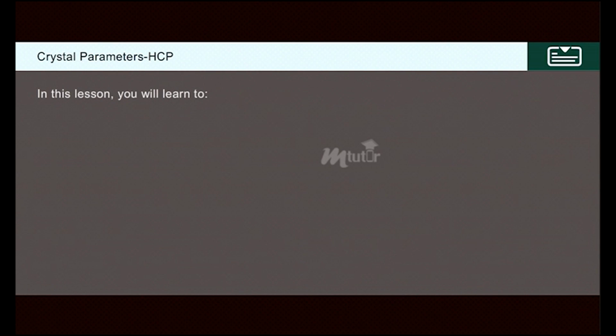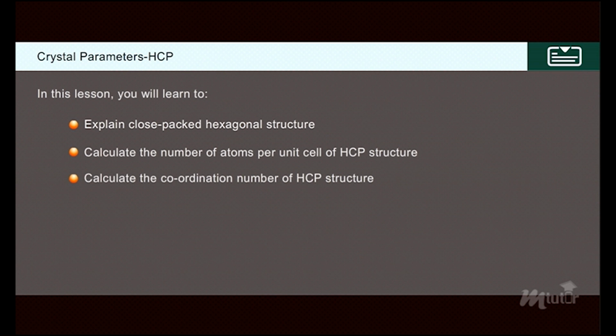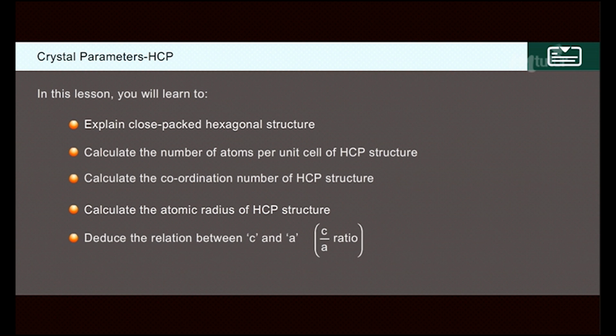Crystal parameters of hexagonal close packed structure, that is HCP. In this lesson, you will learn to explain close packed hexagonal structure, calculate the number of atoms per unit cell of HCP structure, calculate the coordination number of HCP structure, calculate the atomic radius of HCP structure, deduce the relation between C and A, or the so-called C by A ratio, and calculate the atomic packing factor for HCP structure.